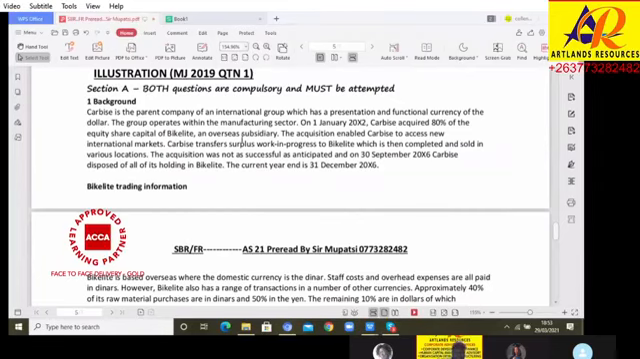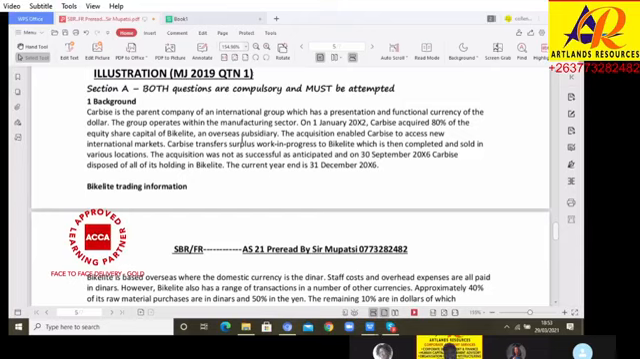Background information. It says Cabais is a parent company of an international group which has a presentation and functional currency of the dollar. The group operates within the manufacturing sector. On 1 January 2022, Cabais acquired 80% of equity share capital of Bakelite, an overseas subsidiary. The acquisition enabled Cabais to access new international markets.